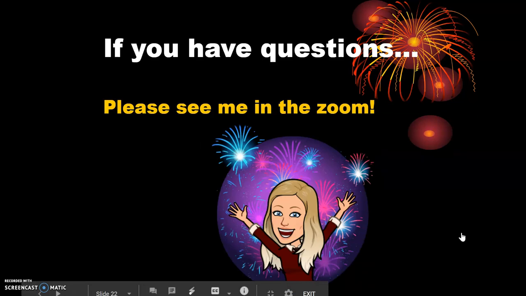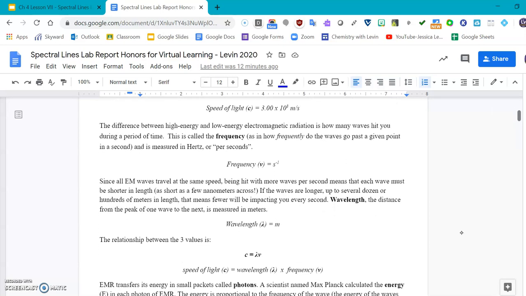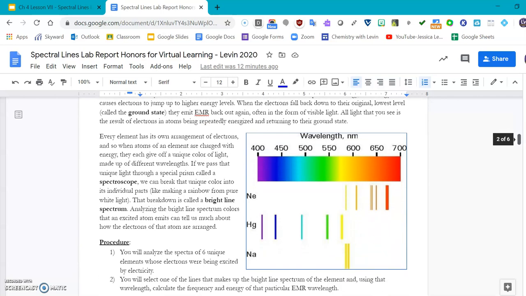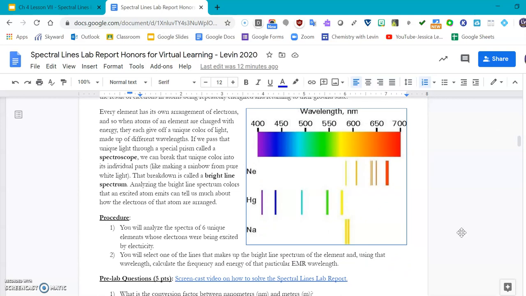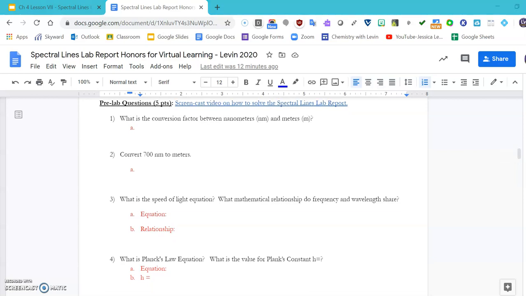Okay, so what we're going to do is then go over to the Spectral Lines Lab, which you'll see in Google Classroom, and you can read through the exact same stuff that I just went over with frequency and wavelength and our equations here. And you can see that there are different kinds of wavelengths and spectra for our different elements. And then here is your screencast video, another embedding in there. You have these pre-lab questions to answer before you turn in anything else.